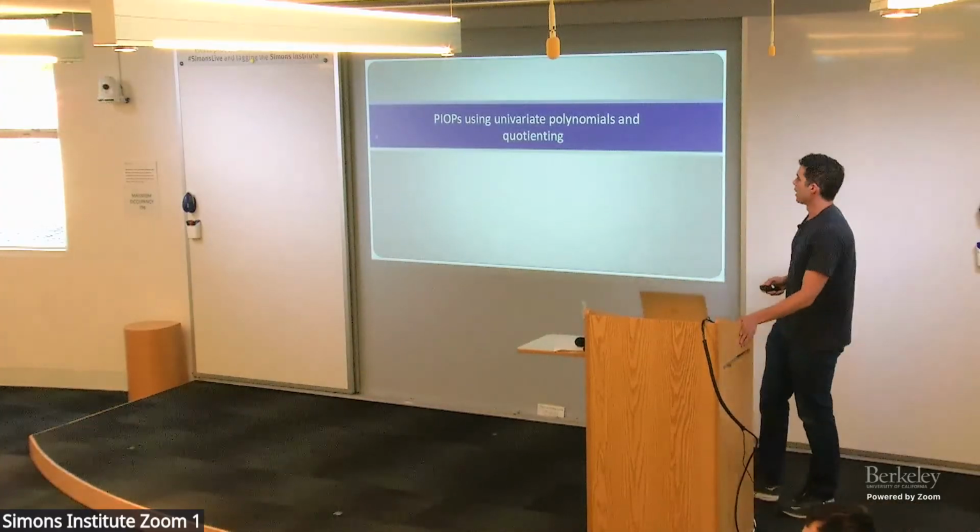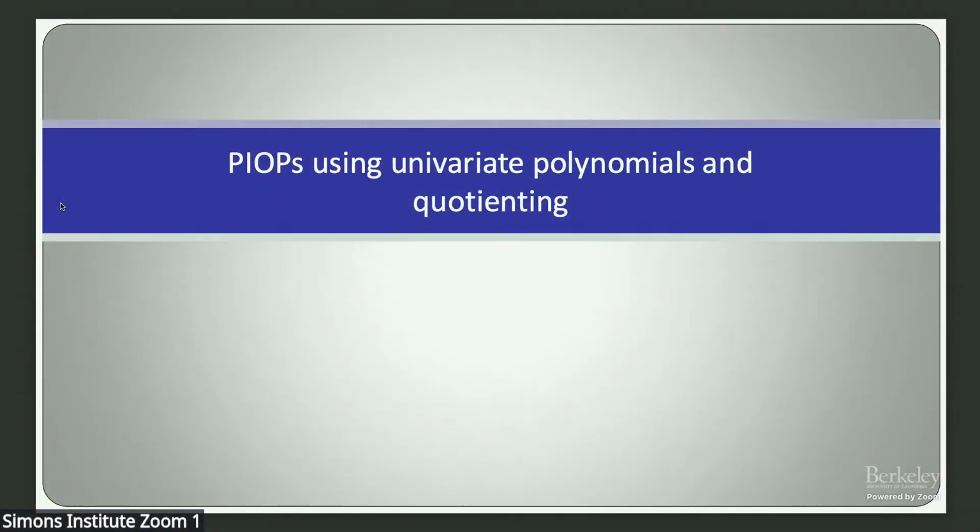Okay. All right, so that's polynomial commitment schemes. I'd like to start talking about polynomial IOPs. I will go through the univariate polynomial IOPs now, and then everything after the break will be sum check.